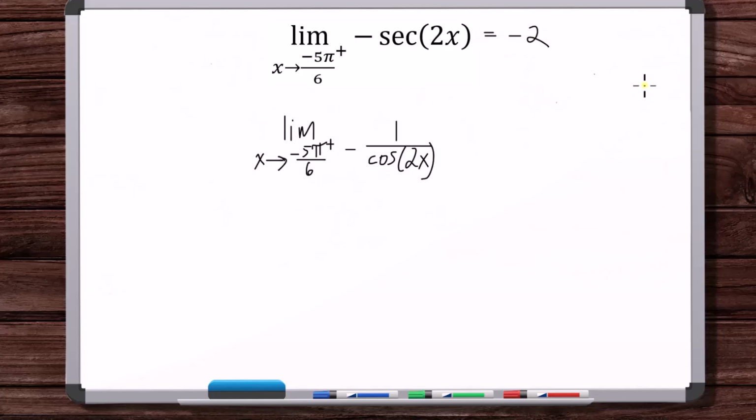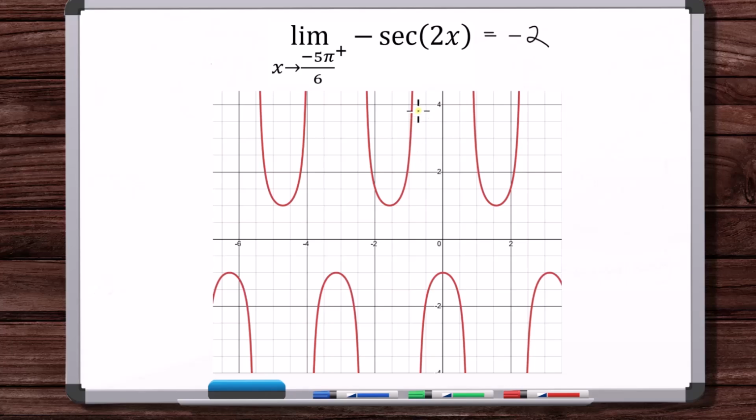If we take a look at the graph, secant, if you recall, does have vertical asymptotes. There are parts of secant where the function is not going to exist because you're going to be dividing by 0. But in this case, we're not at an asymptote. Minus 5 pi over 6 is about minus 2.62. So here's minus 3, here's minus 2.5, so we're right around here. There you go, minus 2. It's just continuous here.